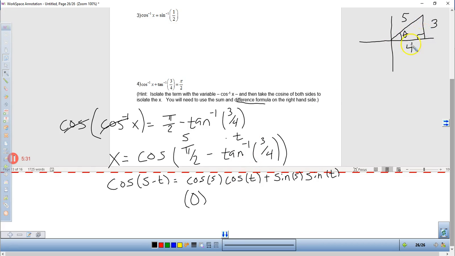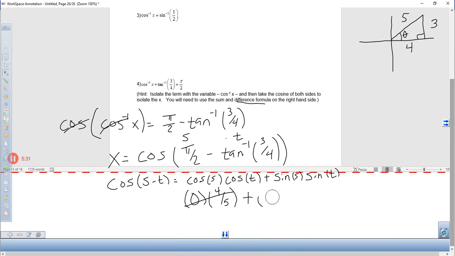Cosine from over here, because we're talking about cosine t, so we're talking about this angle that involved the tangent, that'd be 4/5. Now, that doesn't really matter so much because 0 is going to cancel it out anyway. Plus, we need sine of S. That's going to be opposite over hypotenuse at 3/5.